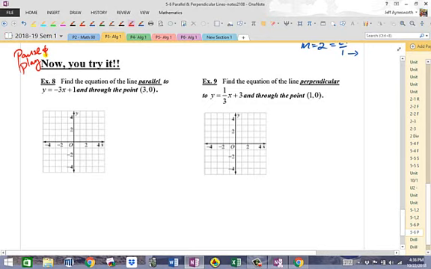Okay, checking your work. Parallel lines, same slope. So there's the slope right here, -3 over 1. Starting at 1 right here, a slope of -3 would be down 3, right 1. Reverse it, up 3, left 1. Draw your line.